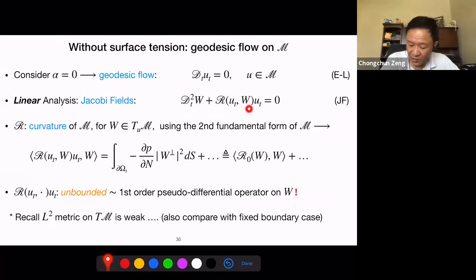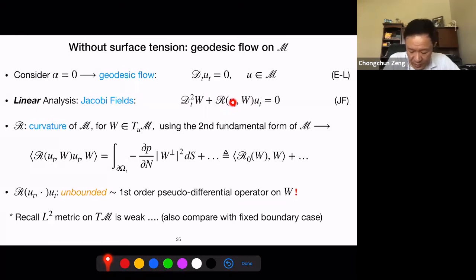And there is this additional operator. This additional operator is the curvature operator induced by the Riemannian metric on the configuration manifold. And the Riemannian metric here is induced by the L2 norm. So with the L2 metric on the tangent bundle of the configuration manifold, there is a curvature tensor. And then the linearized equation, the Jacobi field equation, involves this curvature operator, which is symmetric in W, and it depends on where you linearize.